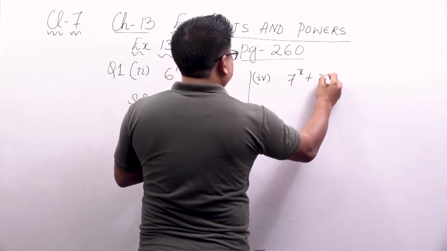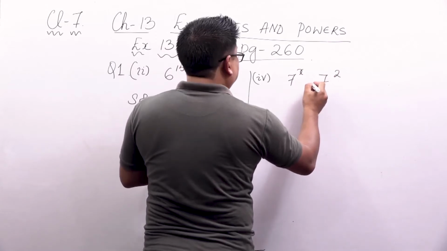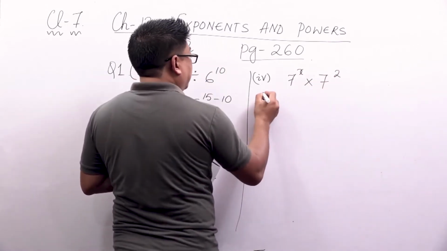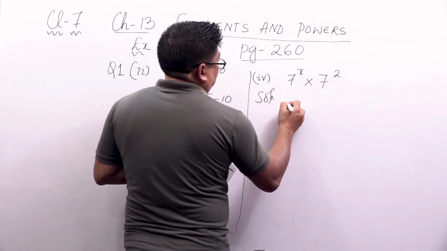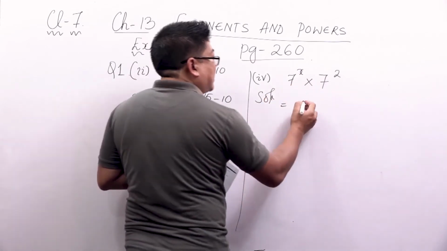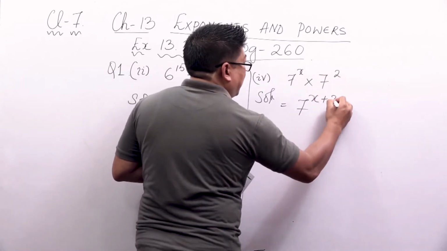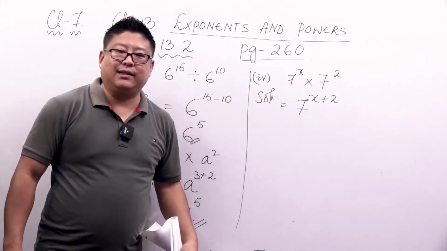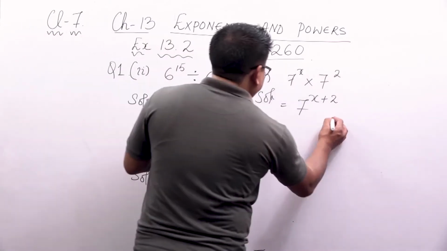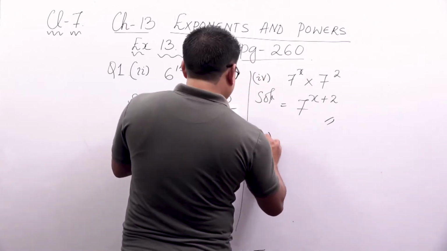7 to the power x into 7 to the power 2. That means 7 to the power x, so nothing to be confused. Same base and multiply means add the powers. But x plus 2 we cannot add, so we will just leave it as it is. Okay, children? So this is the fourth question. Let's look at the fifth question.